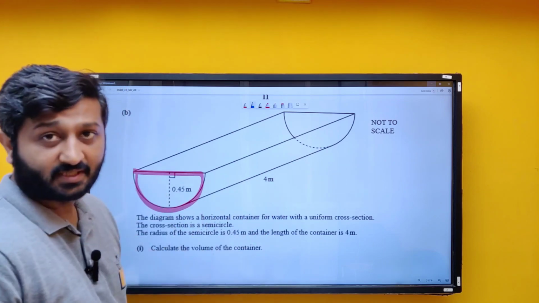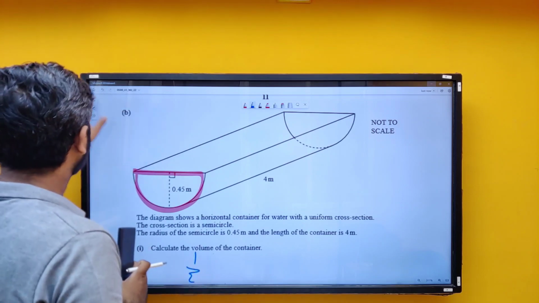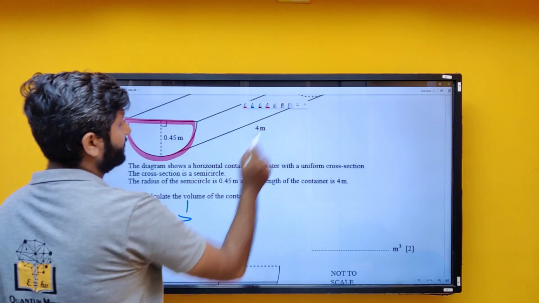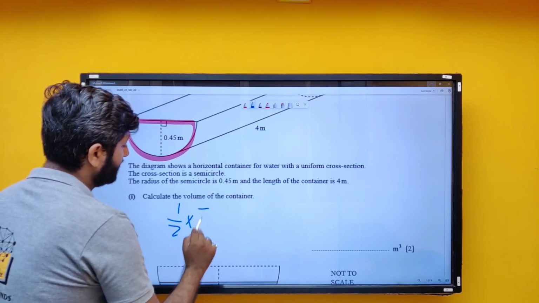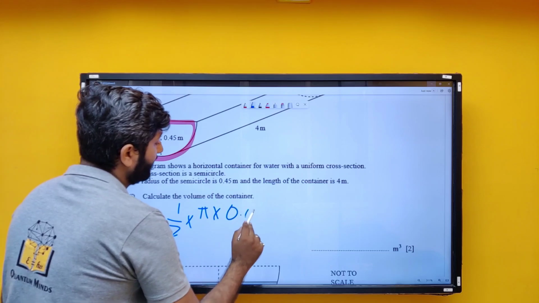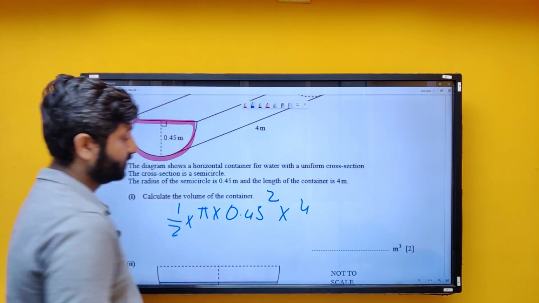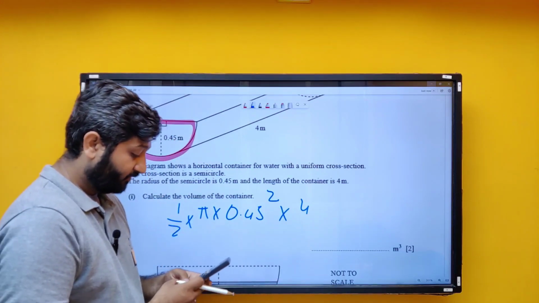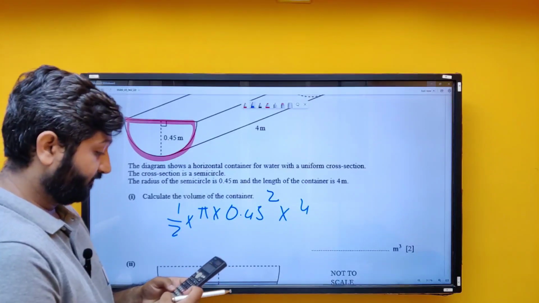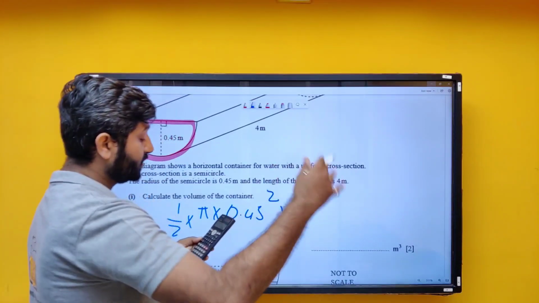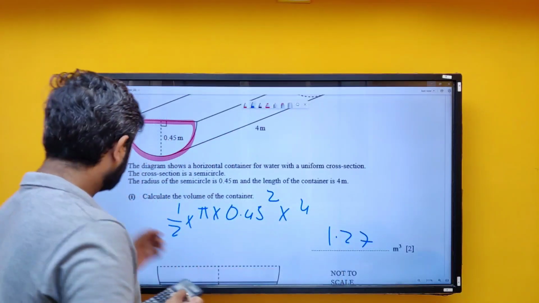Now the cross section is a semicircle. So the area of a semicircle is half pi r square. So half into pi into 0.45 square into height, which is 4. So 0.45 square into 0.5 into pi into 4. So the volume is 1.272, or I can write 1.27 meter cube.